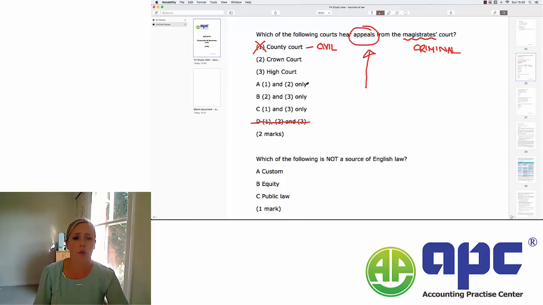The County Court is number 1, so we definitely know it's not A, and C as well. So actually that only leaves us with B, which is the answer. You can appeal from the Magistrates Court to the Crown Court or the High Court.